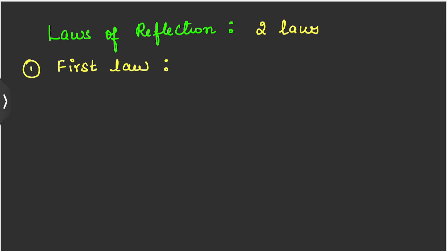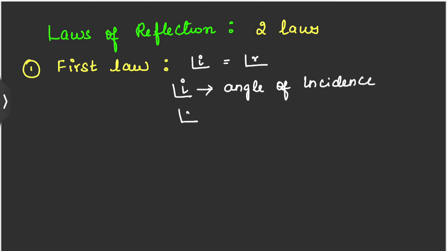First law of reflection. So first let us see what it says and then let us try to understand it. What it says is the angle of incidence, which we generally represent as i, is equal to the angle of reflection of light. So here i is called the incident ray, or you can say angle of incidence, and this is called the angle of reflection.